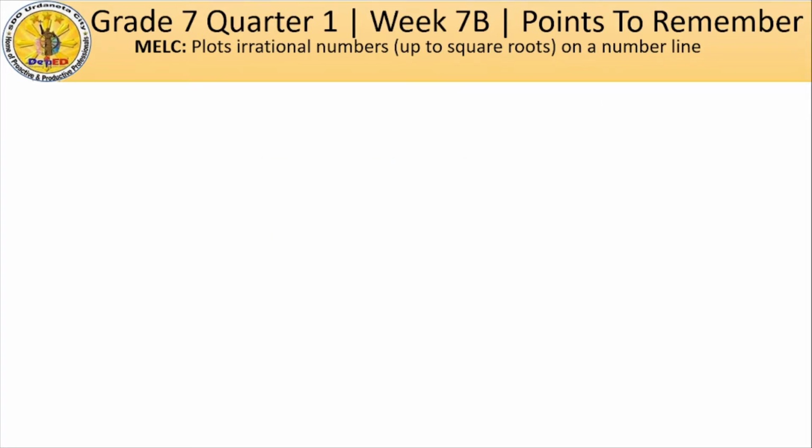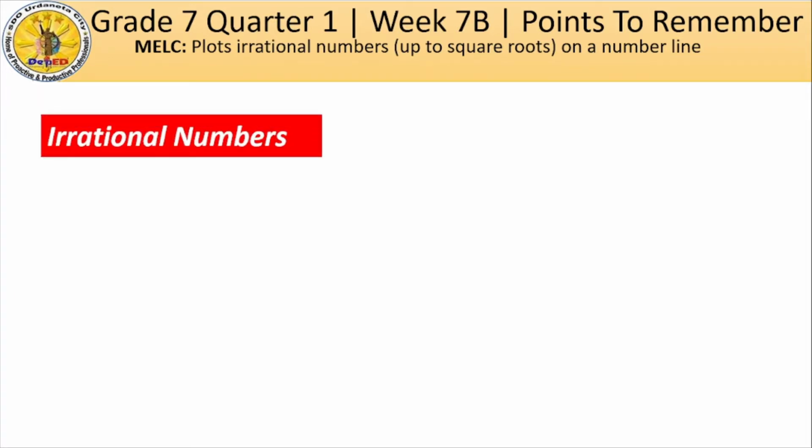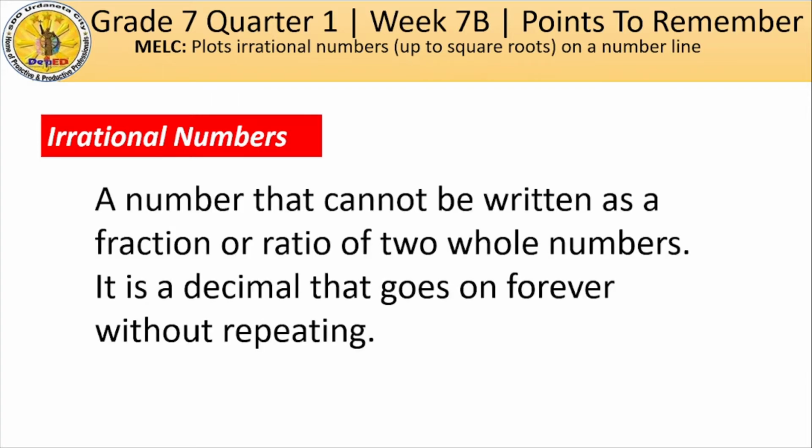To begin our discussion, let us define the term irrational numbers. An irrational number is a number that cannot be written as a fraction or ratio of two whole numbers. It is a decimal that goes on forever without repeating. The most common irrational number is pi, but we'll be looking at some other ones.